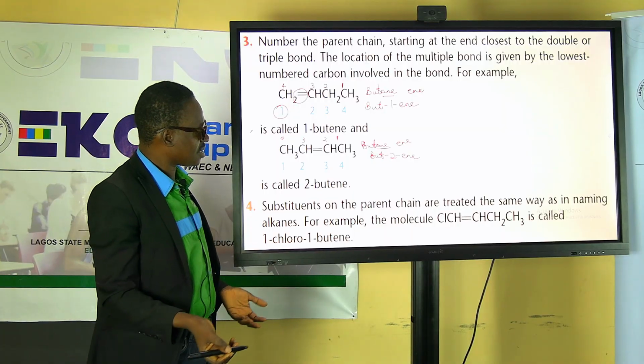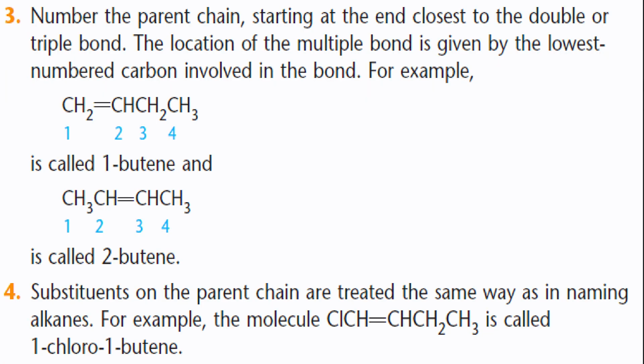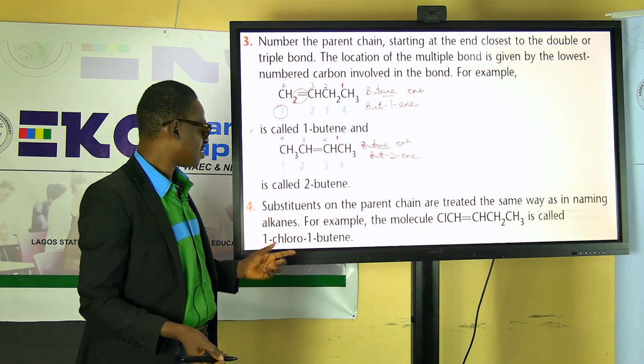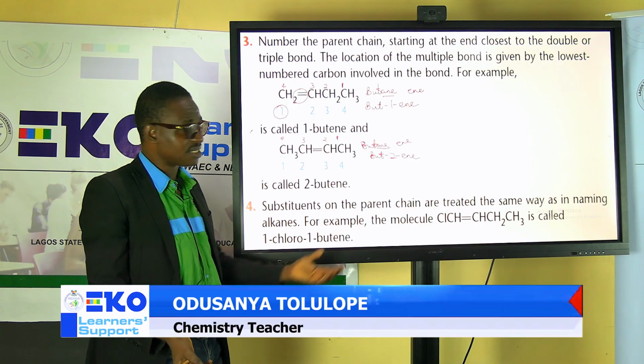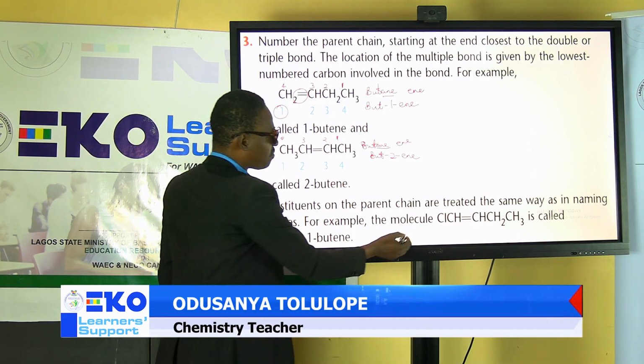Fine. Then the next one is the substituents. These are very important. The substituents on the parent chain are treated the same way as in naming of alkane. So simple. We have to look for where the substituent is. Look at the compound. The first compound is this.